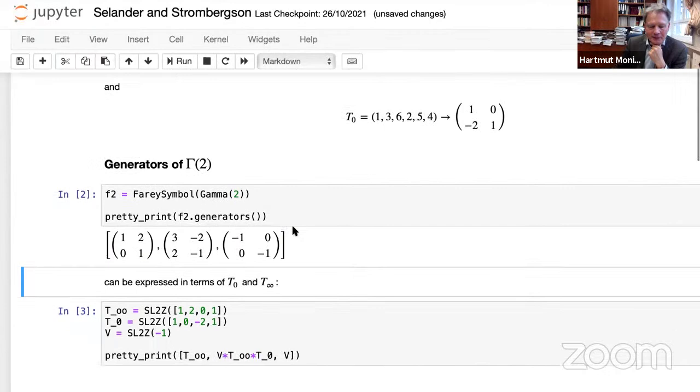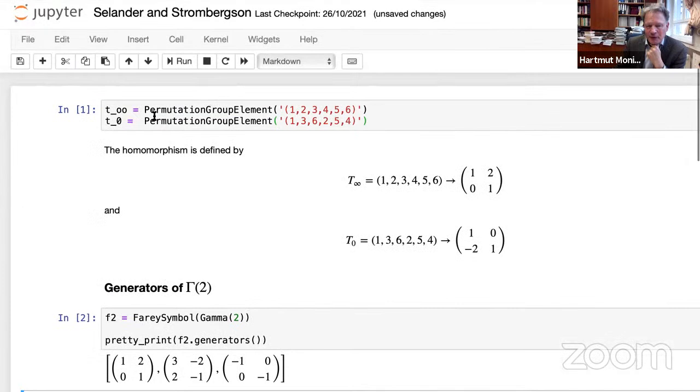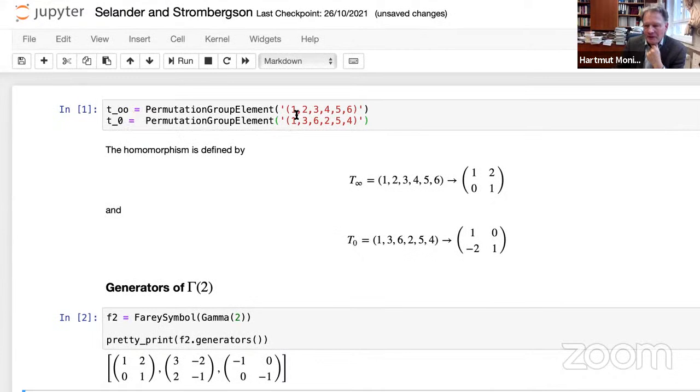Now, what is the aim of that? What I want to do is define this permutation group, which is given by T0 and T infinity, as a quotient of a subgroup of Gamma2.